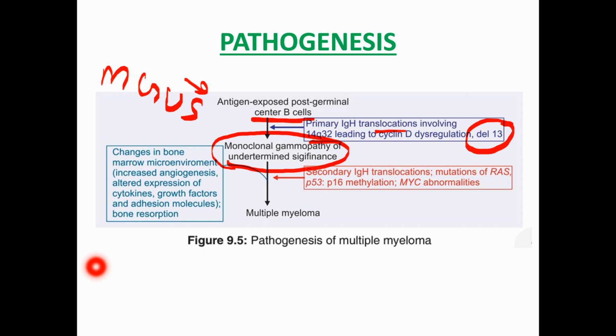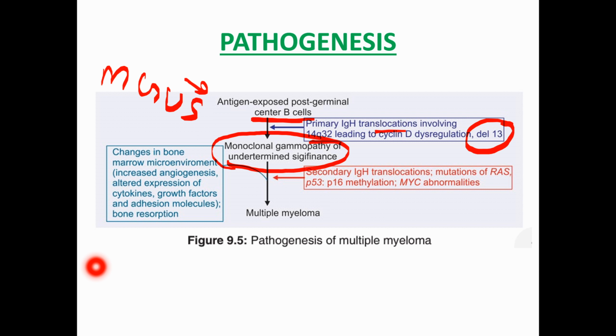Why do we call it undetermined significance? Because MGUS sometimes, not always, can lead to multiple myeloma. Not all the patients convert. So we are not able to decide which patient will convert from MGUS to multiple myeloma, or which patient will not. So that is the undetermined significance.